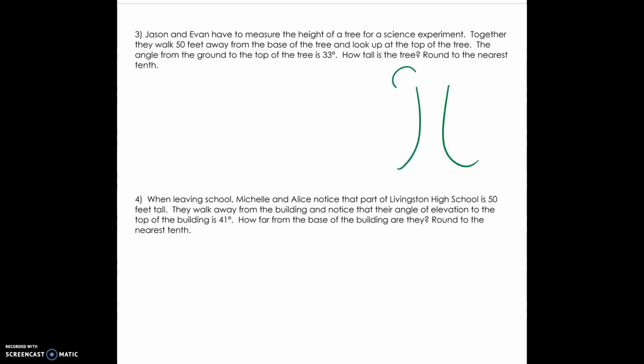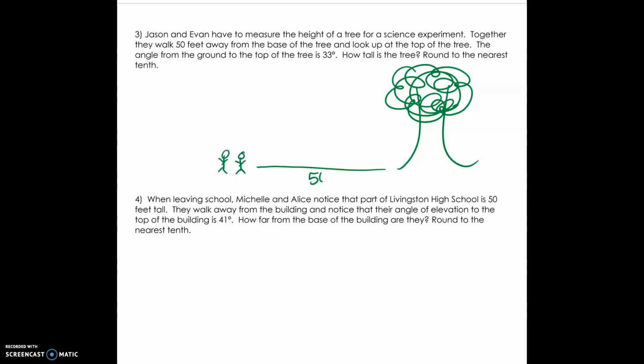So we're definitely going to have to draw a tree in our picture. It says that Jason and Evan walk 50 feet away from the tree. So Jason and Evan are standing over here now, which is 50 feet away from the tree. The angle from the ground, so the ground is going to be our horizontal side, and the line of sight to the top of the tree will be our diagonal side. This angle formed here is our angle of elevation, which is 33 degrees. And we want to know how tall the tree is. So again, we're solving for the height of the tree.